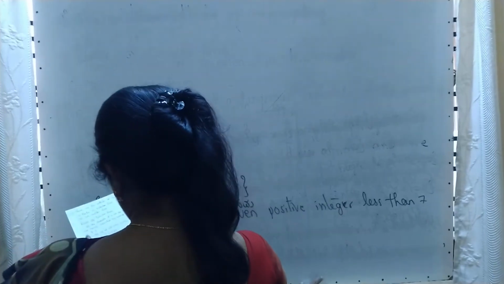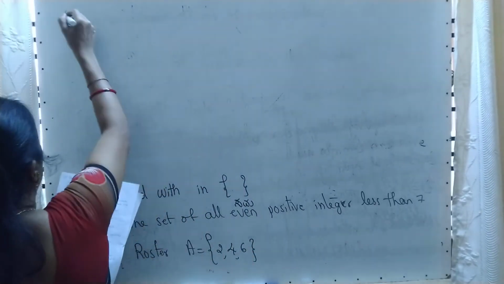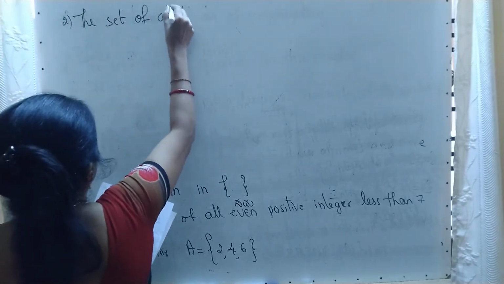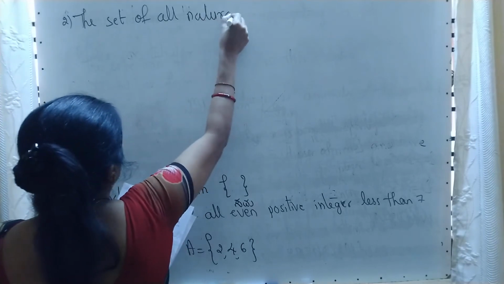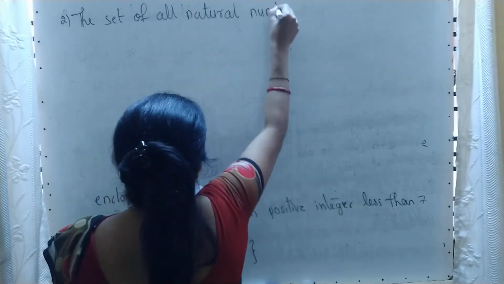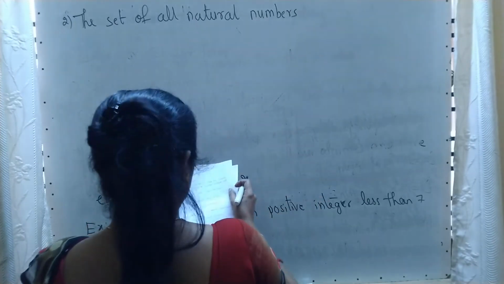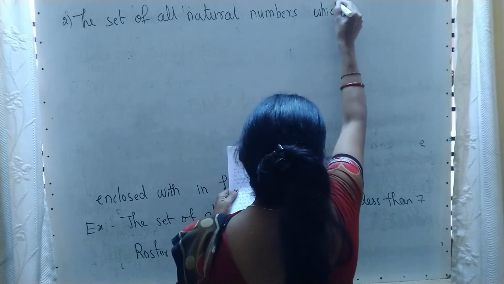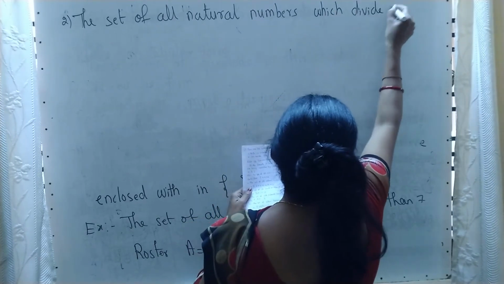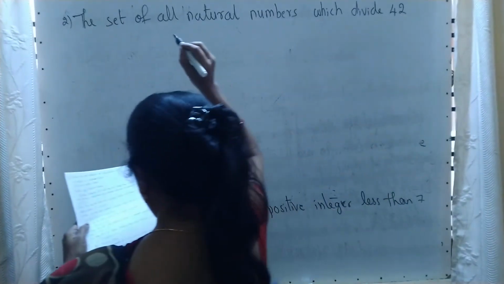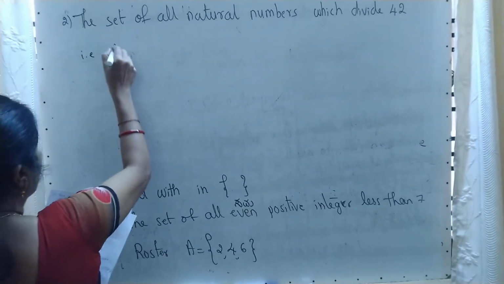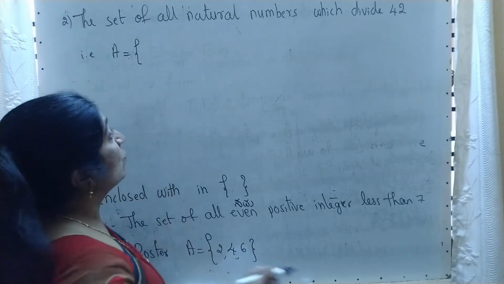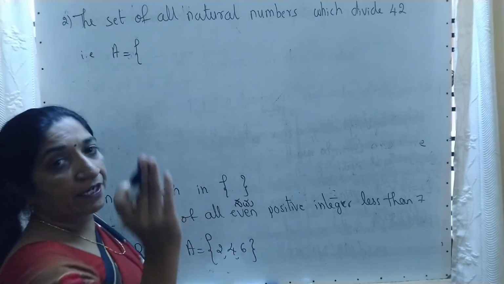Next example, the set of all natural numbers which divide 42. Again, write it in the form of a set. You have to write the numbers which divide 42. Here natural number means obviously we are writing positive numbers.